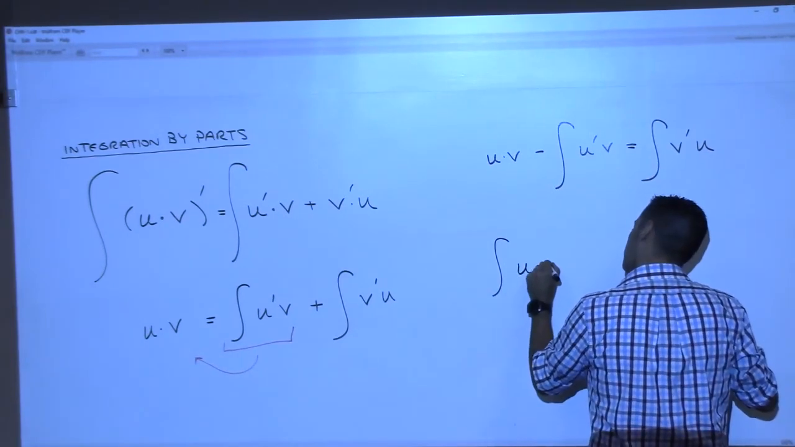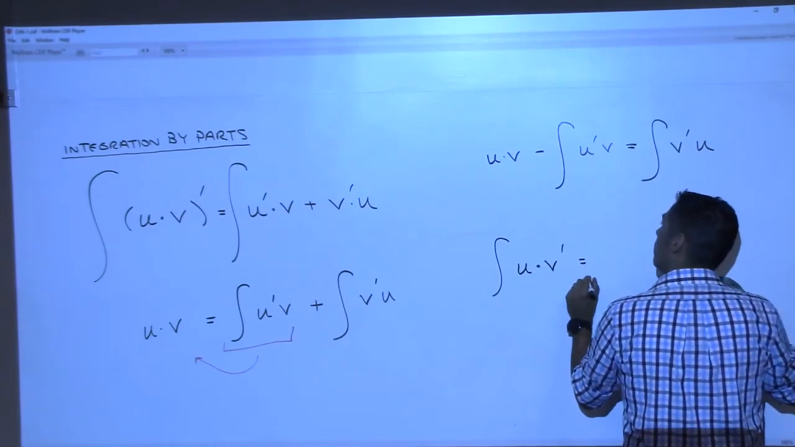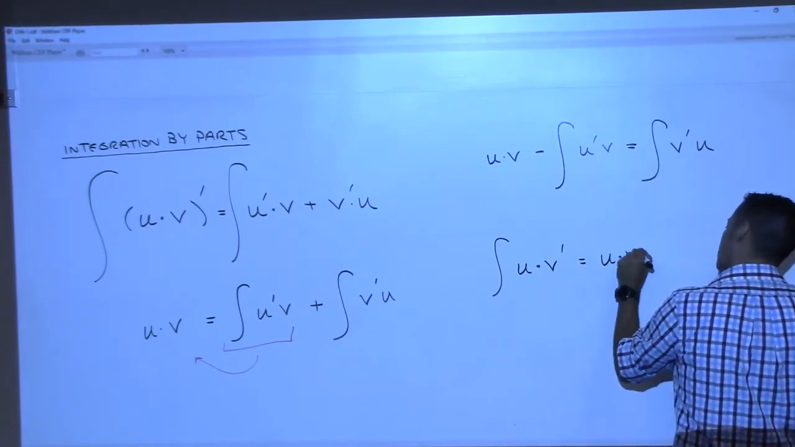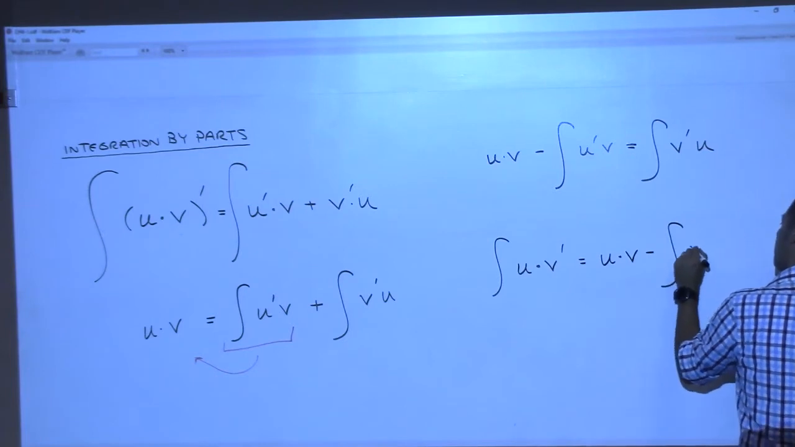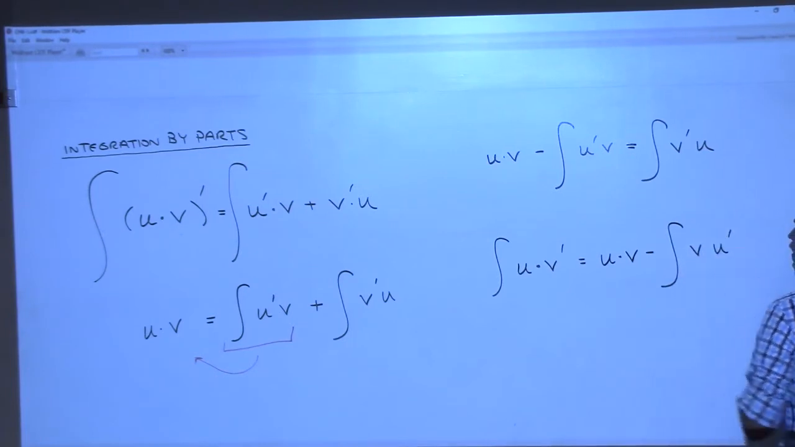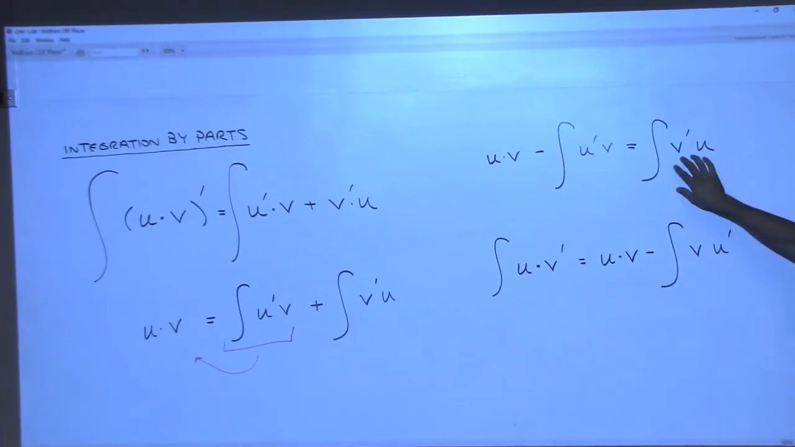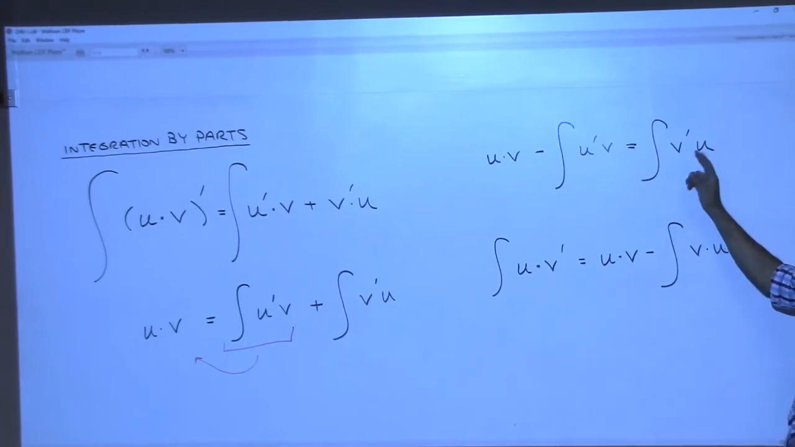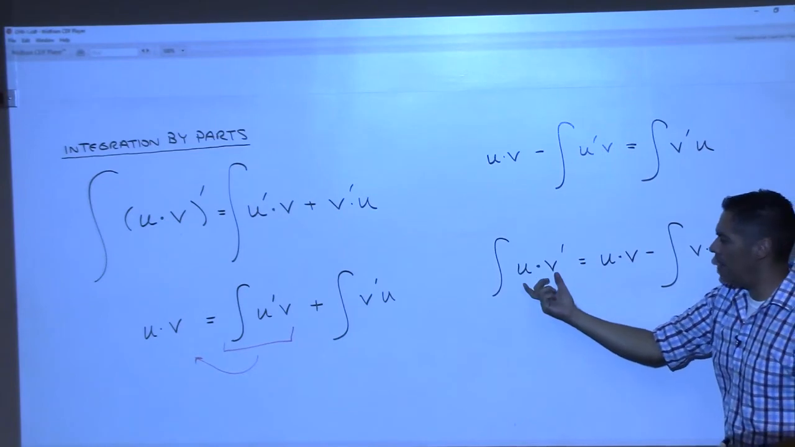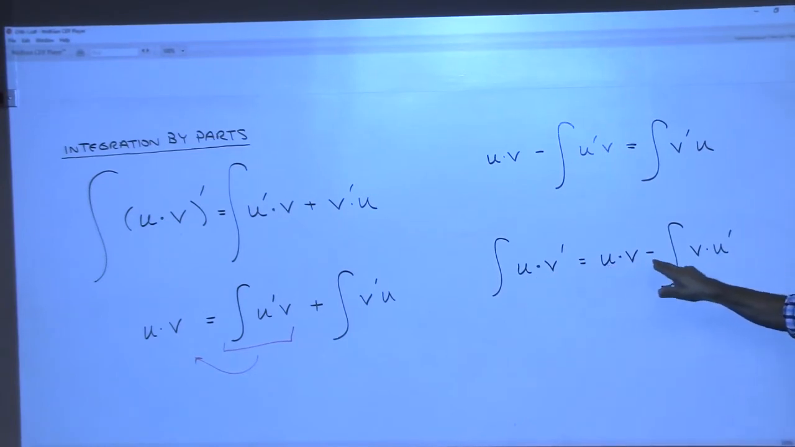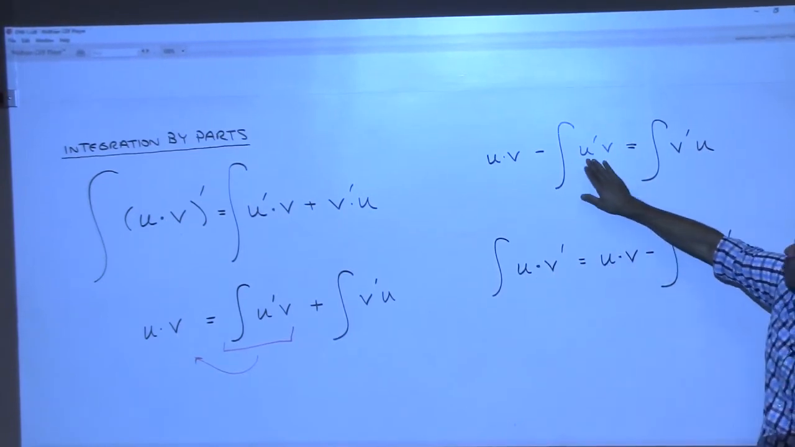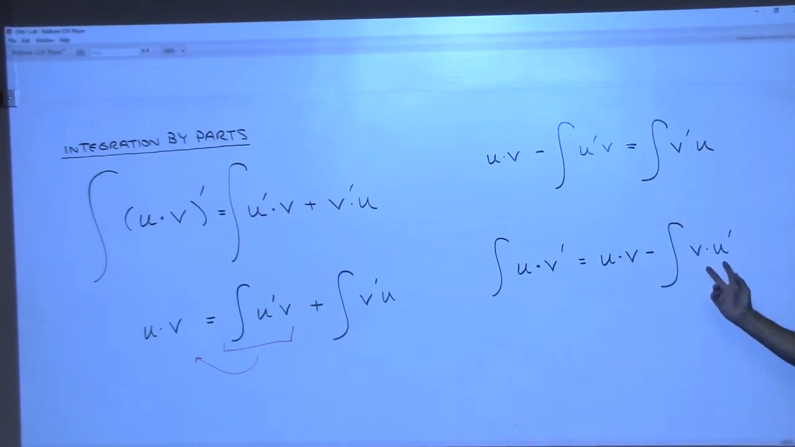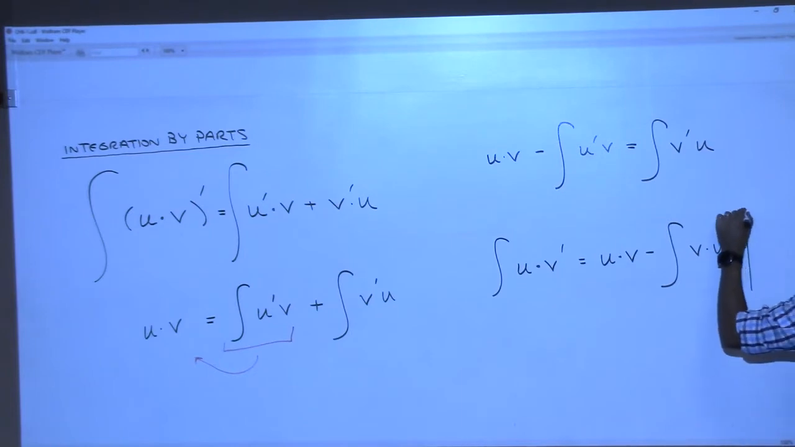u times v prime equals u times v minus integral v u prime. All right, so this right here is this. Do you all agree? I just switched those. Multiplication you can flip. So that's that, right? Equals u times v minus, and then this is this one. I just flip those around. That okay? Look at what this formula is saying, or what this equation is stating to you.